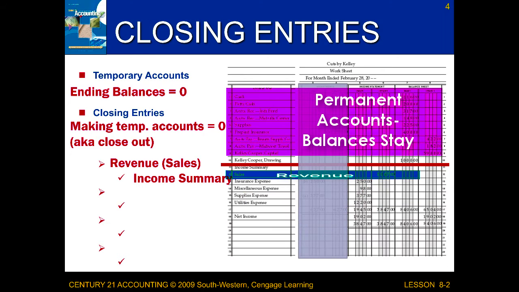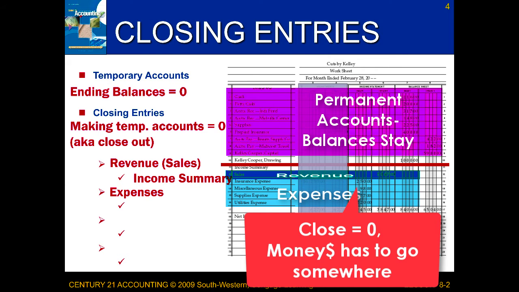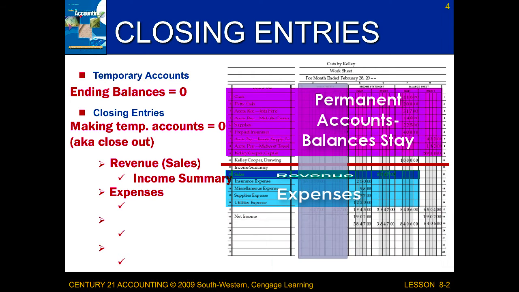The next type of account underneath our income statement are our expense accounts. You'll see that they all have balances. So for example, insurance expense has $250 in it. I need to take the $250 somewhere and dump it so that insurance expense is $0 at the start of the next month. I'm also going to dump any expense account into income summary. So revenue and expenses, any amount that I have in there, it's going to be cleared out, made zero, and dumped into income summary.